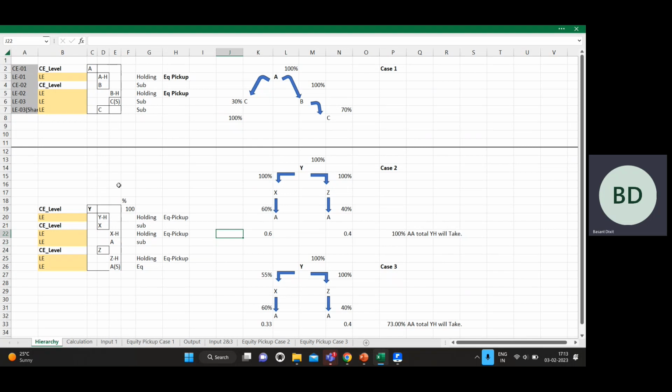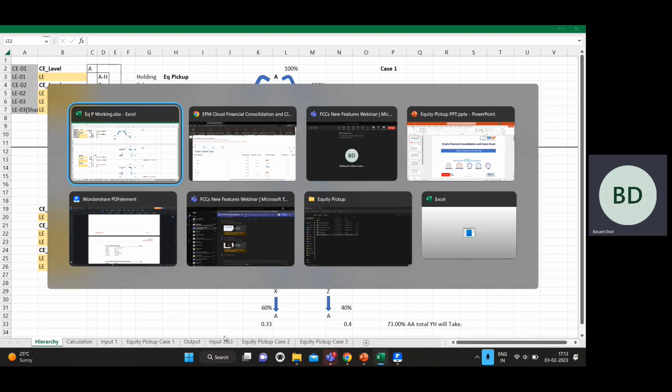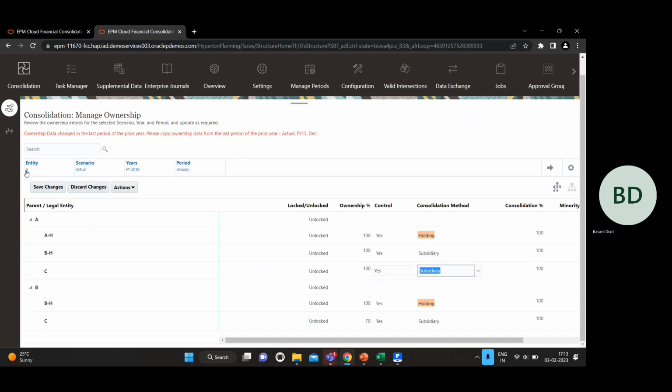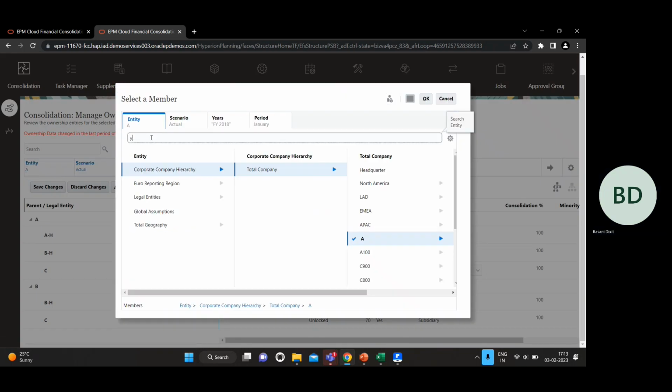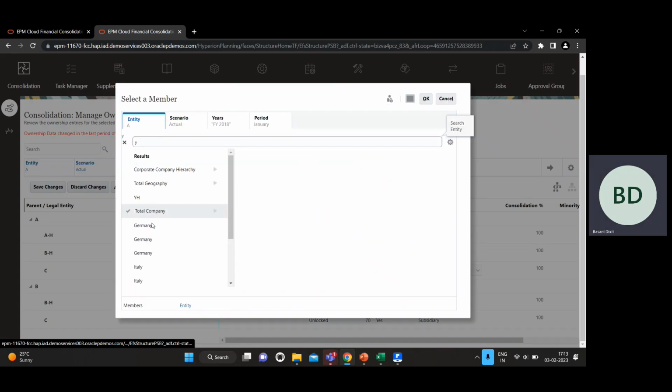Okay, so for this also I have made one input sheet, but before this I will show you the hierarchy. So let's quickly change the entity. Here is the Y. Let's find Y.